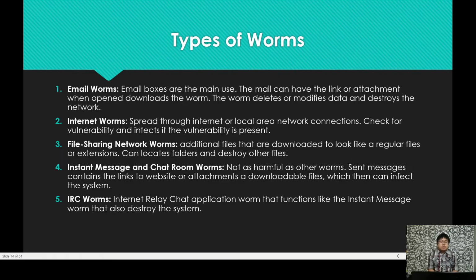So there are many types of worms. Here are listed 5. First, email worm. Our email boxes are the main target. The mail can have a link or attachment. When downloaded, the worm deletes or modifies data and destroys the network. Internet worm. Spreads through the internet or local area network connection. It checks for vulnerability and infects if the vulnerability is present. File sharing network worm. Additional files that are downloaded look like a regular file or extension. It can locate folders and destroy other files.